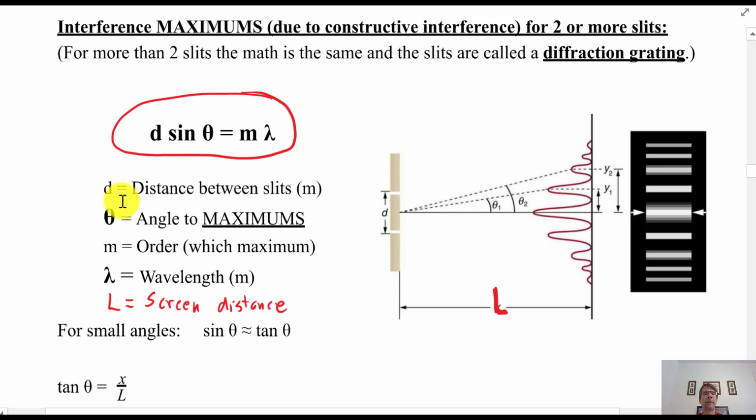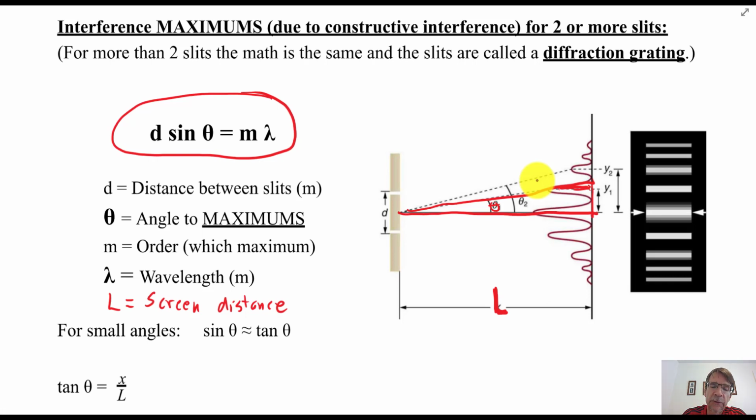I already said d is how far apart the slits are. Theta is the angle when you draw triangles. For example, if I draw straight to the central maximum and draw this dashed line, and you measure that angle, that's called theta. That's the angle to the first maximum. They chop that off right there, but that's really on a screen. It really wouldn't be chopped off.